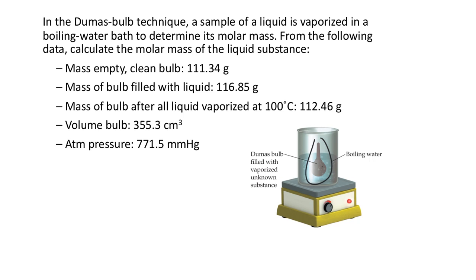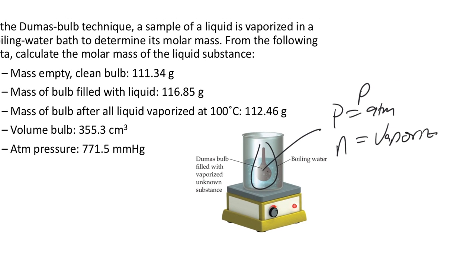So the entire cell is at the temperature of boiling water, 100 degrees C, and the liquid is completely vaporized out of the cell. As it vaporizes, it pushes all the air out too. So the pressure in this container would be at atmospheric pressure, and the moles would be just due to the liquid that had vaporized. The vaporization of the gas pushes all the air out and displaces the air molecules. And you would also know the volume.